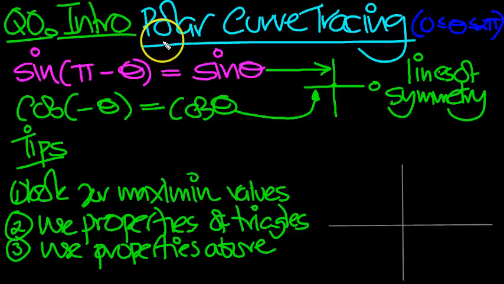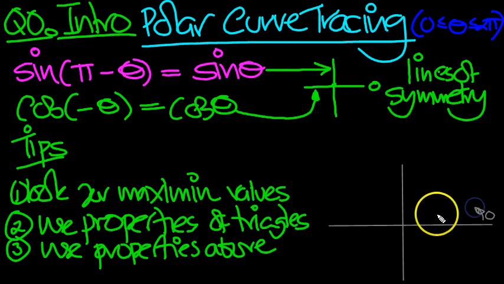Okay then guys, let's have a little look at this intro here for polar curve tracing. We're drawing curves in polar coordinates. We start from zero here and we go round in the positive direction, don't we? Round to 2π is where we customarily draw it, the range there. So let's have a little look at that then.